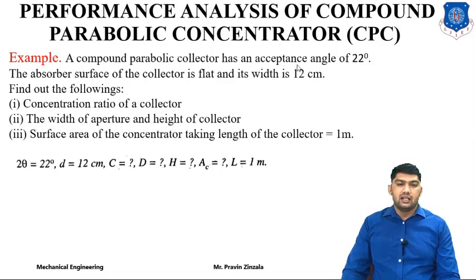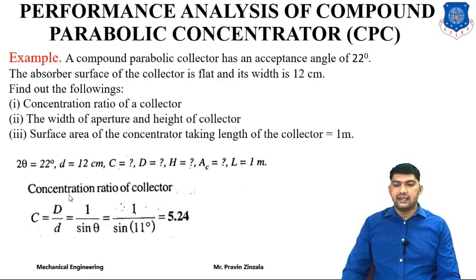So in the given data, the acceptance angle is given, meaning 2 theta is equal to 22 degree, and also the width of our absorber plate is given, meaning small d is equal to 12 centimeter. We have to calculate the concentration ratio, meaning C, and also the width of aperture and height of collector, so the capital D and capital H. We also have to calculate the surface area of the concentrator, and the length of collector is given as 1 meter. So all the data is given. We will calculate this step by step.